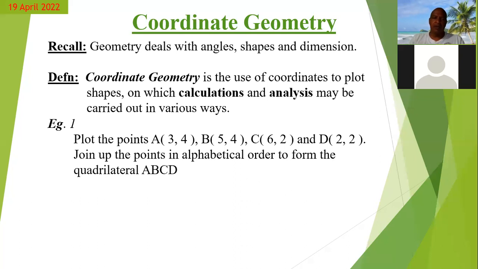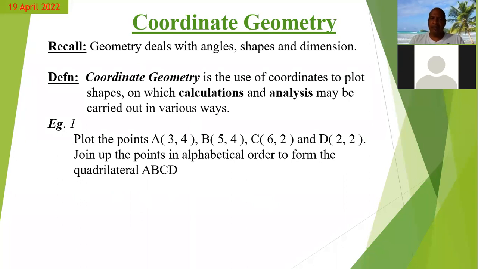All right, so we're looking at our first example here. And so this is asking us to plot the points A, B, C, D, and join up the points in alphabetical order to form a quadrilateral. All right, so that's what we'll be doing. So we are going to look at plotting this shape based on these points.